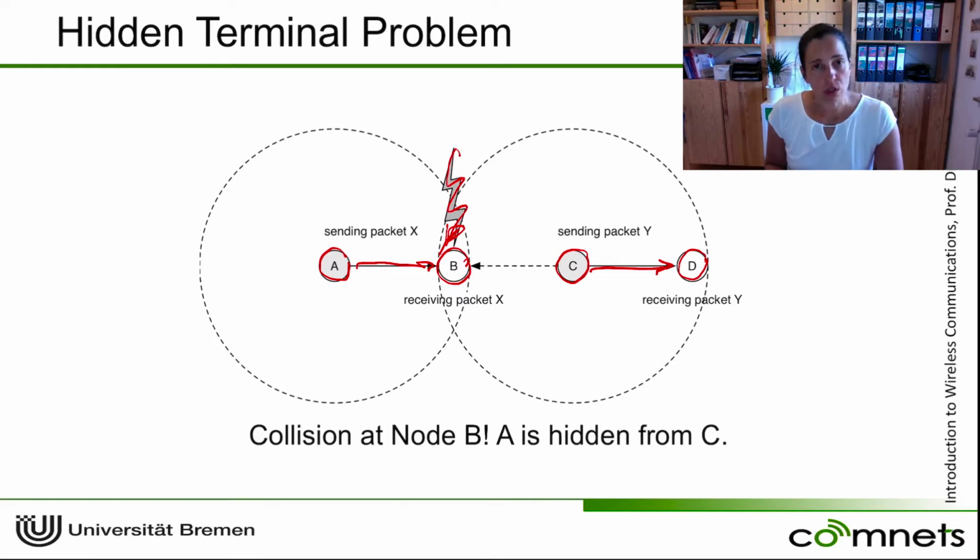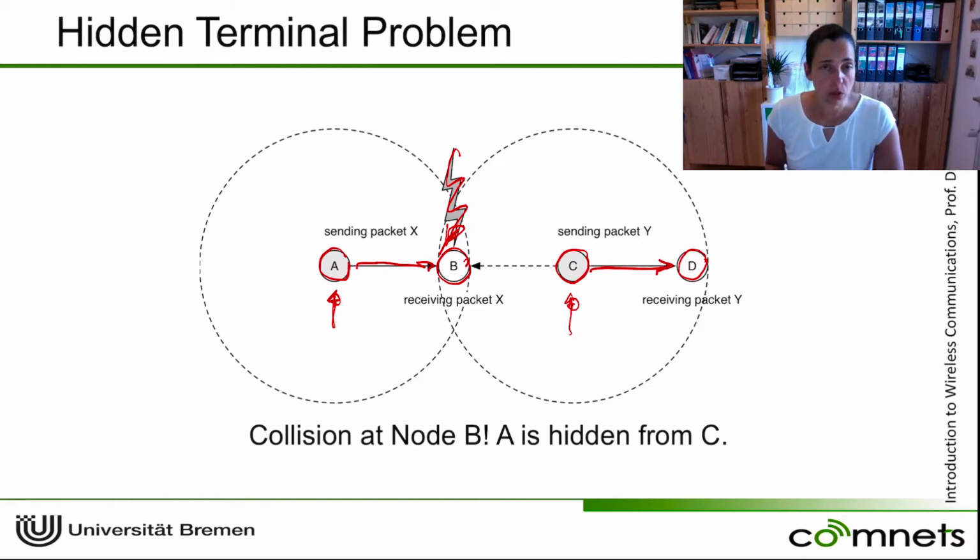So why is it called the hidden terminal problem? Because node A is hidden from node C. So A and C, they cannot communicate to each other. They cannot arrange that I will talk first, you will talk next. And so that's why it's called the hidden terminal problem.